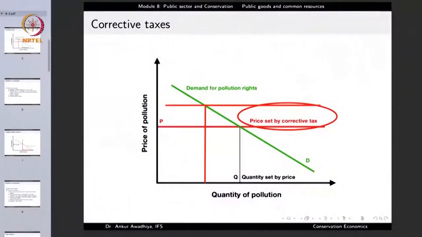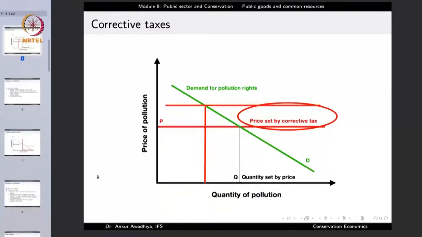And in this case, the government is not putting this tax to earn revenue. Now, this is the most important concept here. The government is not putting this corrective tax so that it can earn more revenue. The government is only putting this corrective tax to desist people from polluting. So this tax is only acting as a disincentive to the factory owners from polluting.